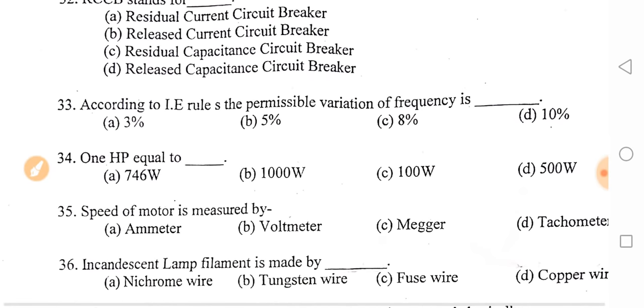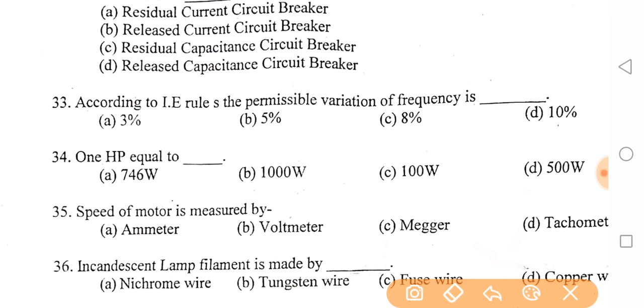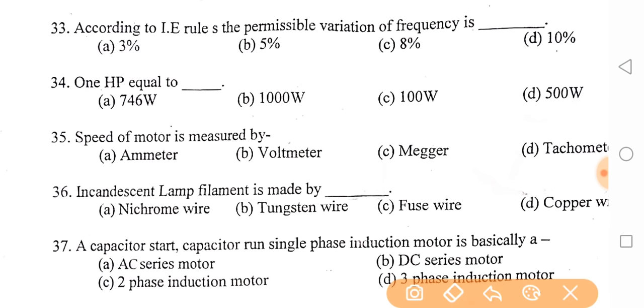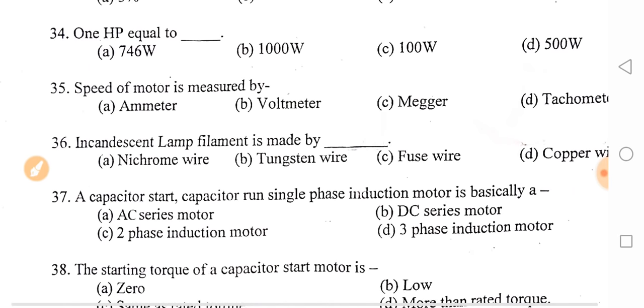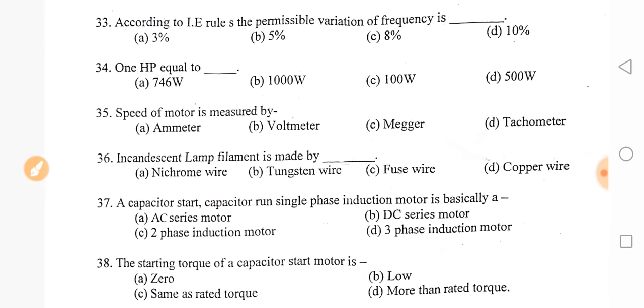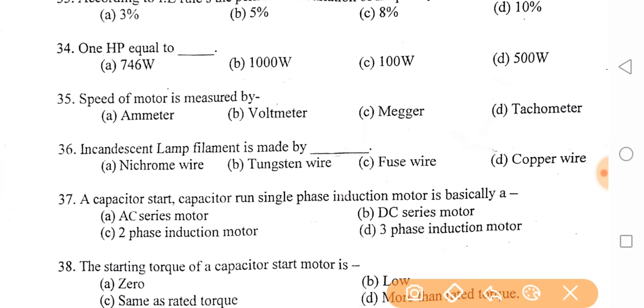Next question is, according to IE rules, Indian Electricity Rules, the permissible variation of frequency. We know this is 3%. So the right answer is A. Next is, 1 HP, 1 horsepower, is equal to 746 watt. Next is, speed of a motor is measured by ammeter, voltmeter, megger or tachometer. So this is a very simple question.